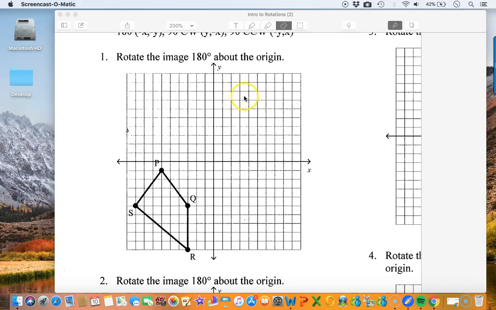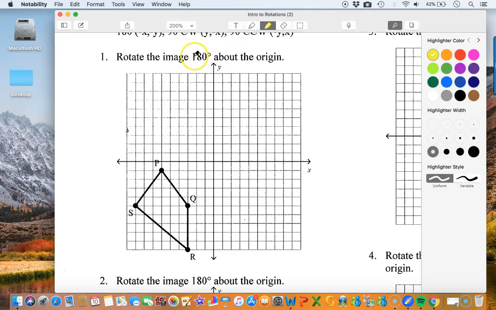I'm here to teach you guys how to rotate an image 180 degrees about the origin. So the first thing you want to do when you read these problems is definitely know what degrees you are rotating. Since it's telling us that we're going to rotate this image 180 degrees about the origin, I just want to highlight 180. Okay, so go ahead and do that now if you haven't done so.